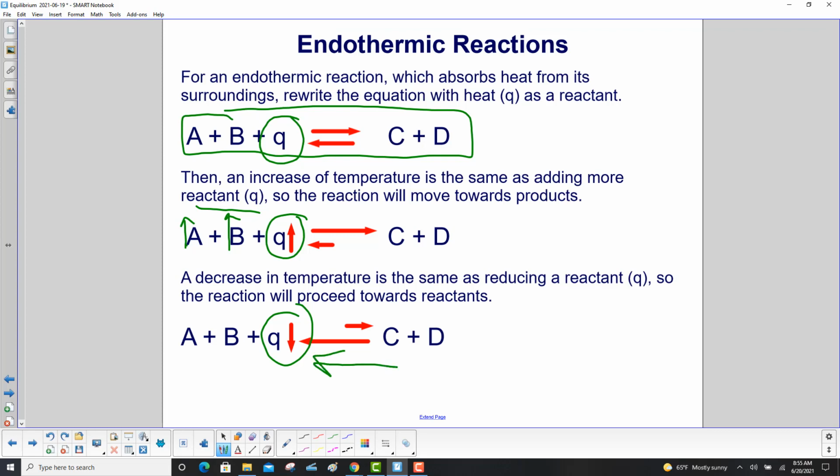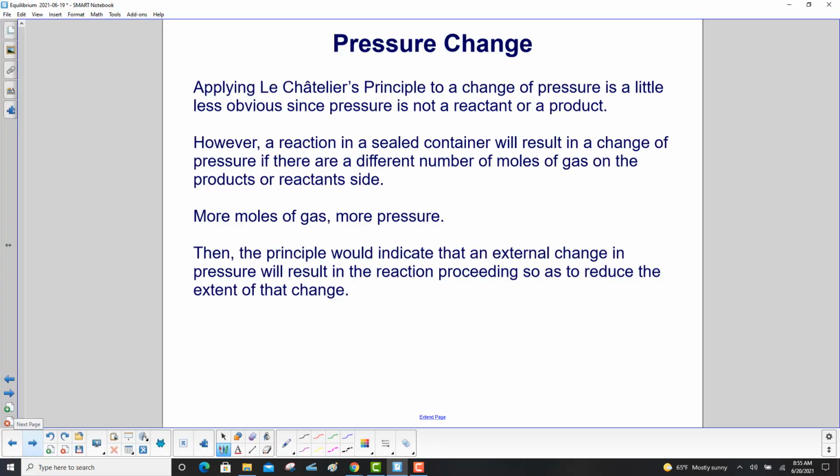Applying the principle to a change of pressure is a little less obvious since pressure is not a reactant or a product. However, a reaction in a sealed container will result in a change of pressure if there are a different number of moles of gas on the products or reactant side. More moles of gas, more pressure. Then the principle would indicate that an external change in pressure will result in the reaction proceeding so as to reduce the extent of that change.